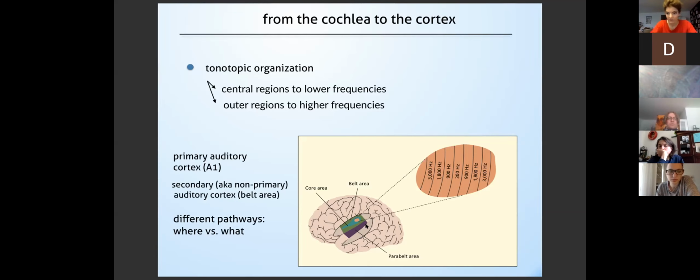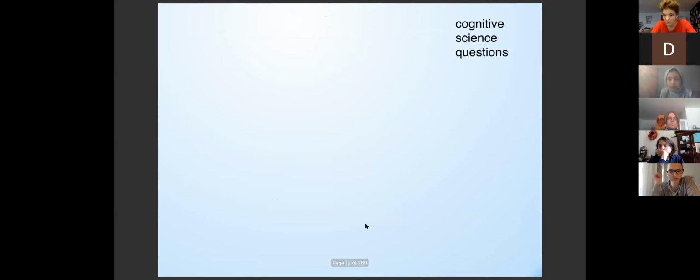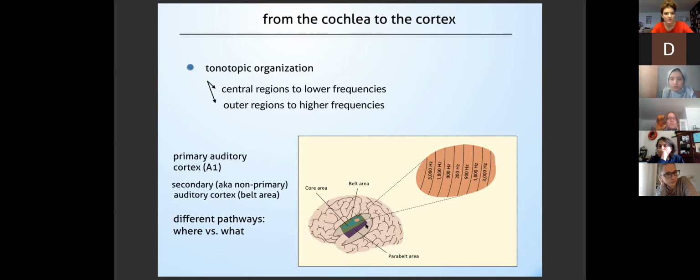And then people talk about different pathways, right? So you have a pathway about the where, which is about the localization of the sounds, and a pathway for the what, to know what kind of sound you're hearing, okay?